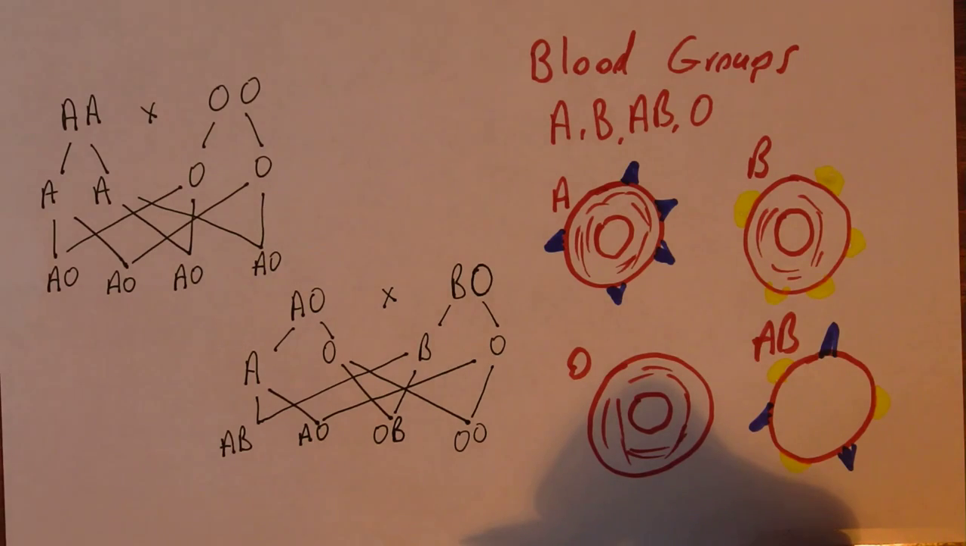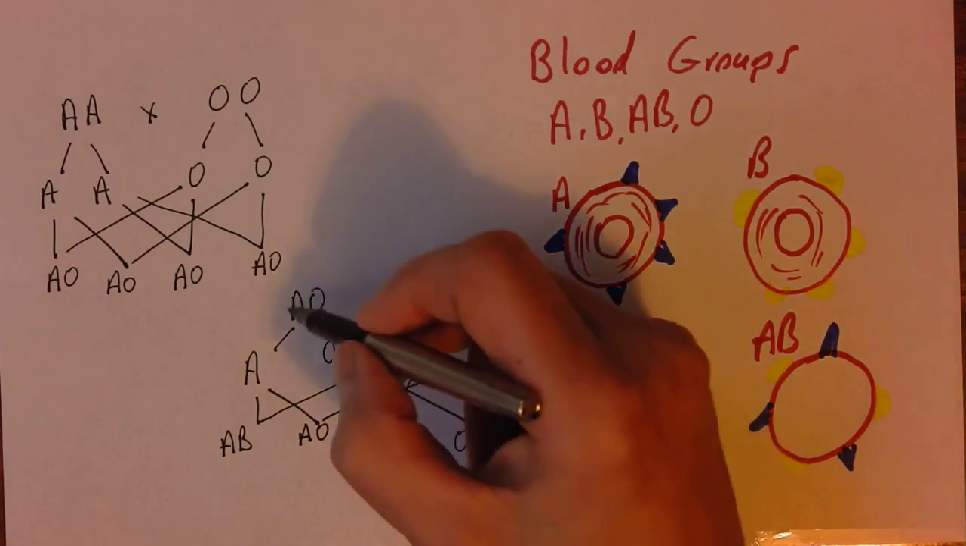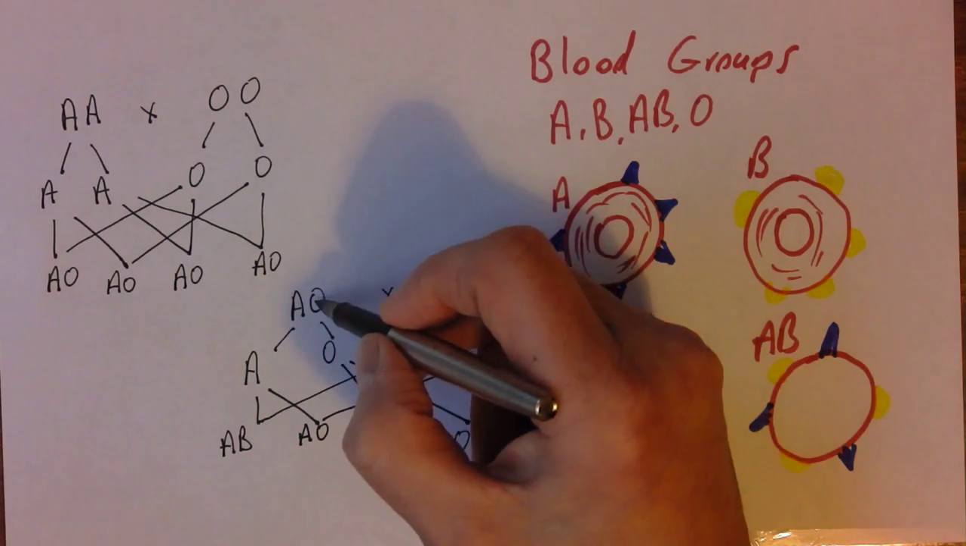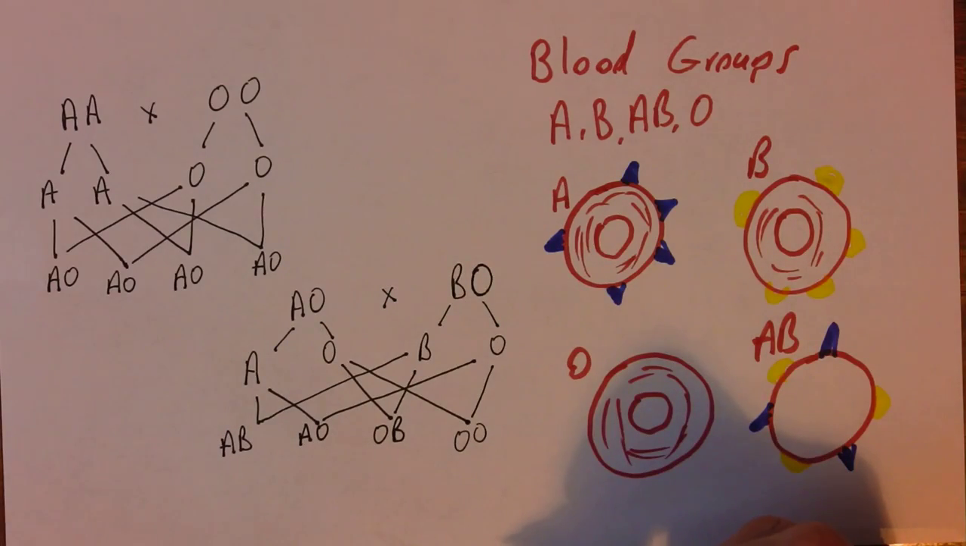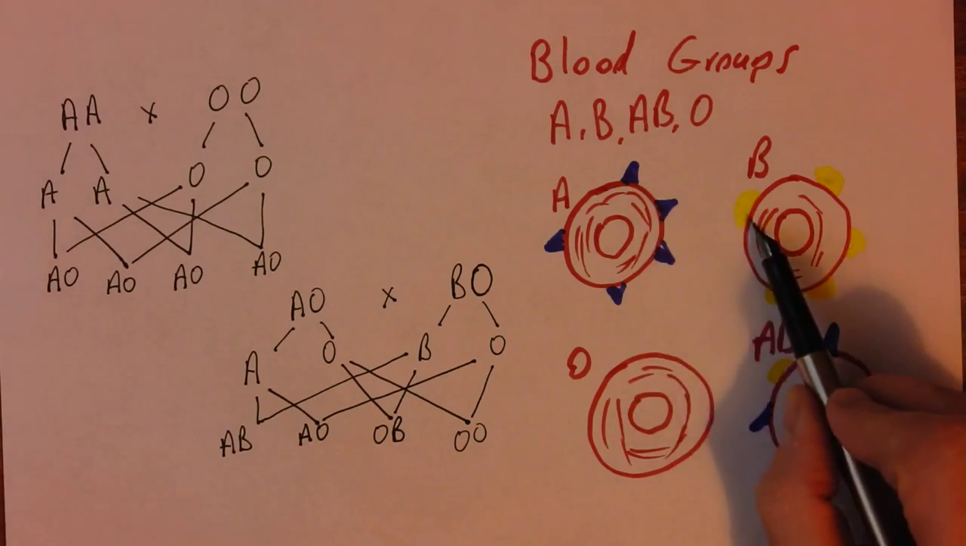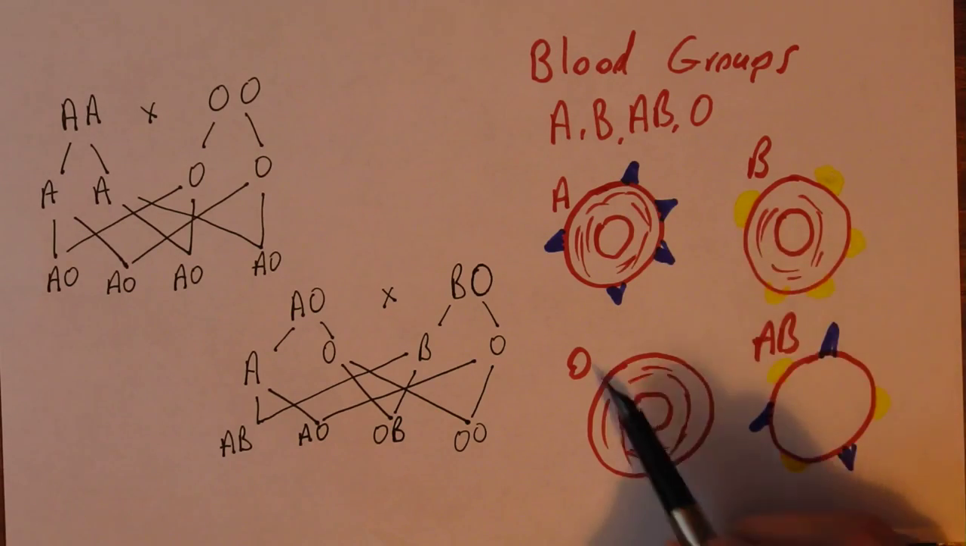So we can take any combination of A's, B's and O's in the parents, and we can easily work out what potential phenotypes could come as a result of that. So remember, the A and the B are co-dominant. It is the O that is recessive, and it is an autosomal form of inheritance.